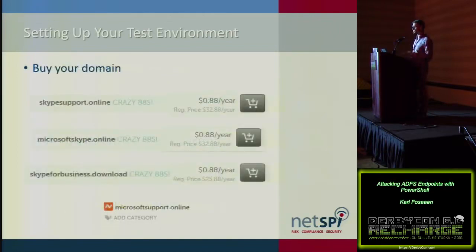So first things first, you probably want to have a domain ready to do some of this stuff with. In my case, I was able to pick up microsoftsupport.online for 88 cents. Pretty handy. There's a couple other options that you might want to use. In our examples here, we're going to be dealing with microsoftsupport.online. Seems pretty legit, especially as we're talking to people over Skype.